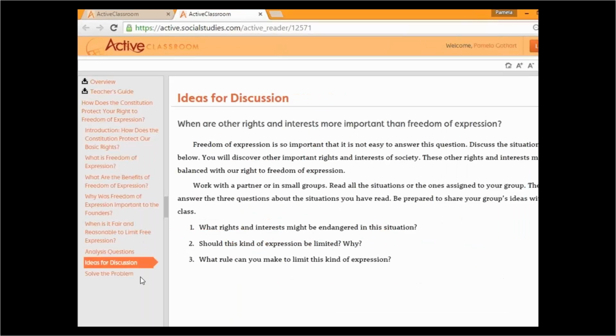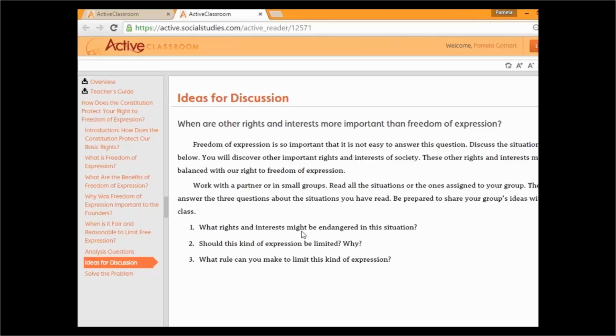Next, let's look at ideas for discussion, keeping in mind that we're working on that 5th grade level. So not only are we talking about a reading level for 5th grade, but all of the components of this resource are designed to meet that 5th grade developmentally appropriate level. So here we have some ideas for discussion.